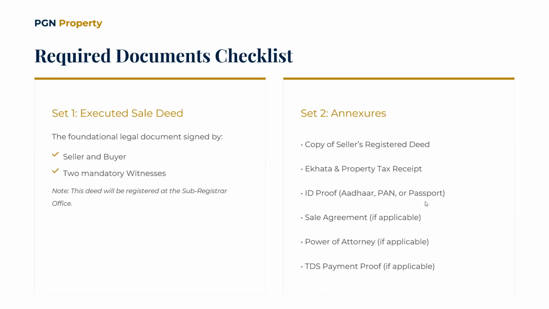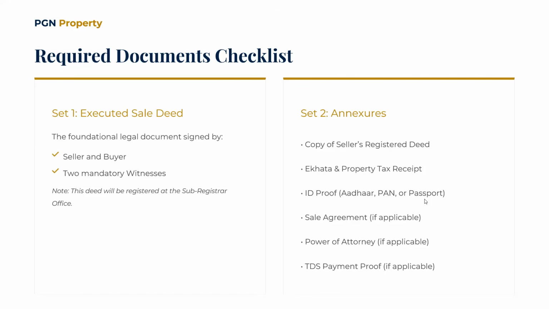We need the following documents. The first and foremost is the executed sale deed, which is signed by the seller, buyer, and two witnesses. We will be using this executed sale deed at the Sub-Registrar Office for the registration. Next is the annexure. Annexure is supporting documents. The following supporting documents are required: the copy of seller registered deed, e-Khata, property tax receipt, ID proof of the buyer, seller, and two witnesses. The ID proofs such as Aadhaar, PAN, or passport, and the sale agreement.